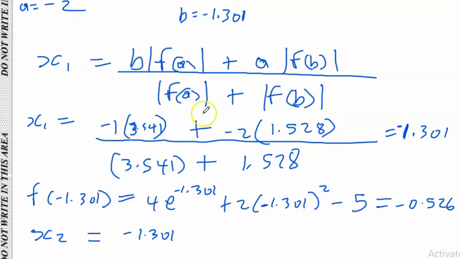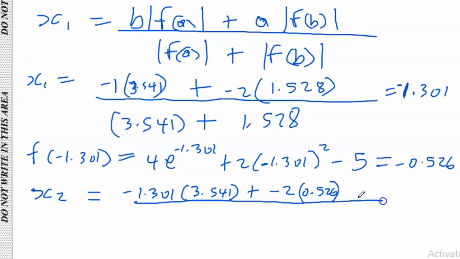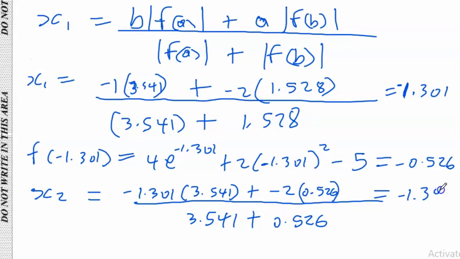Times f of a. Now the a is the same, so everything for f of a will remain the same, which is 3.541. Plus, and again, a is minus 2, so minus 2 times f of b. Now we found f of b to be negative 0.526, but remember we are using the modulus, so we use a positive value, 0.526, all over, and we sum f of a and f of b. So f of a, again, 3.541 plus f of b, we're using a modulus, 0.526, and you can just pause and use your calculator. I'm getting negative 1.391. So the second iteration is giving us negative 1.391.